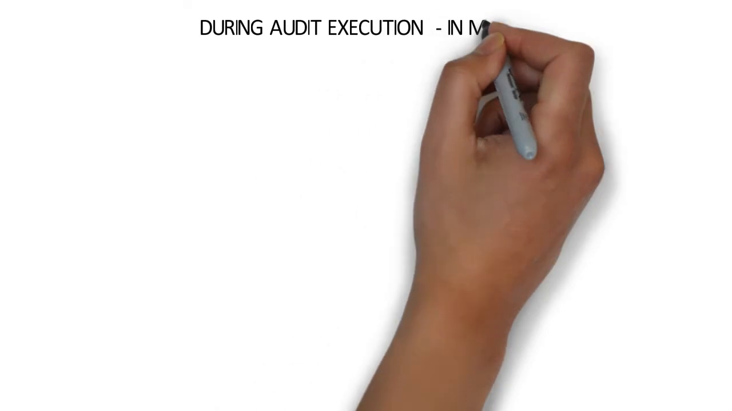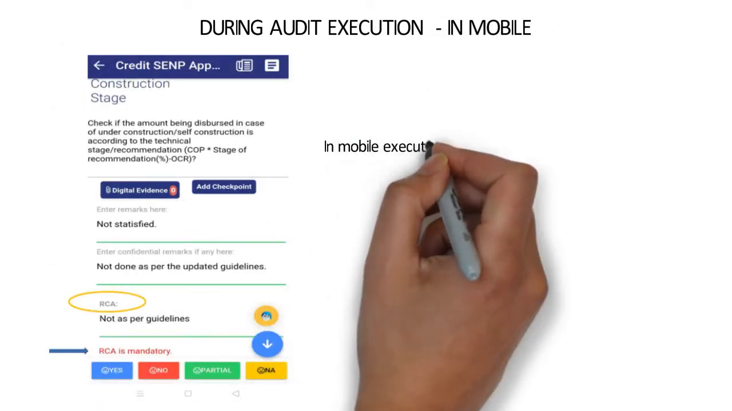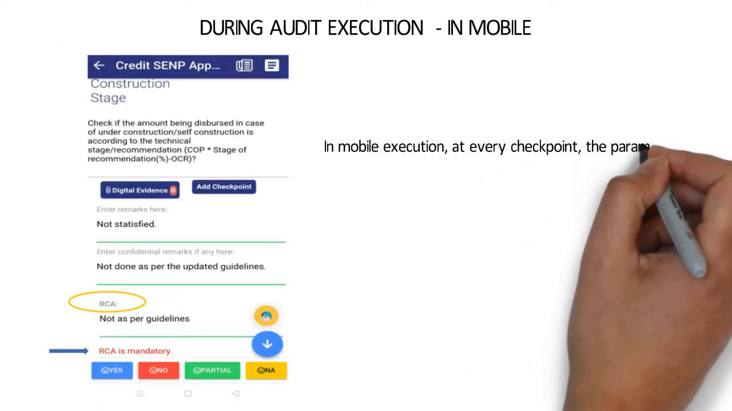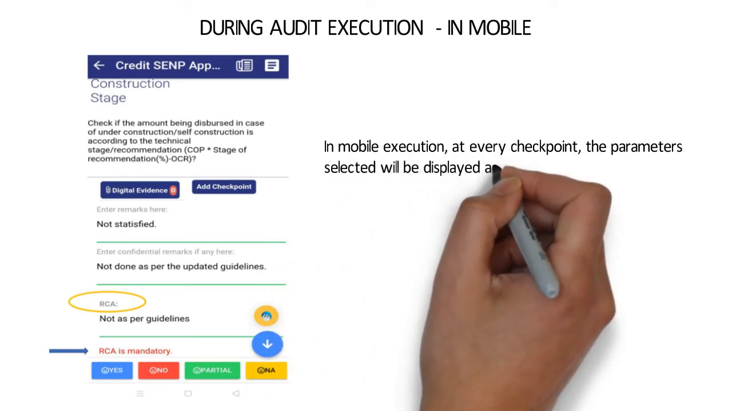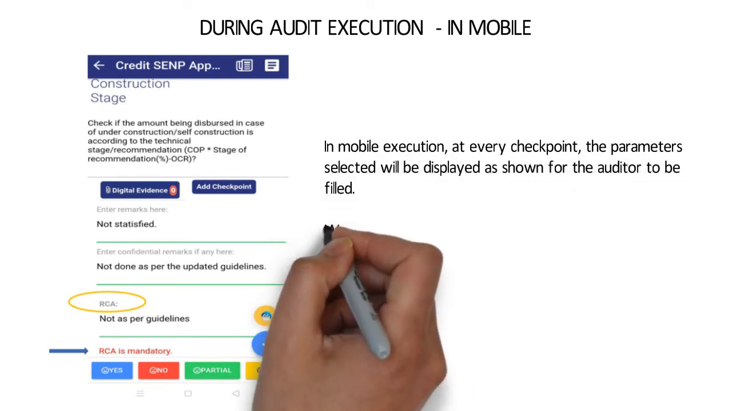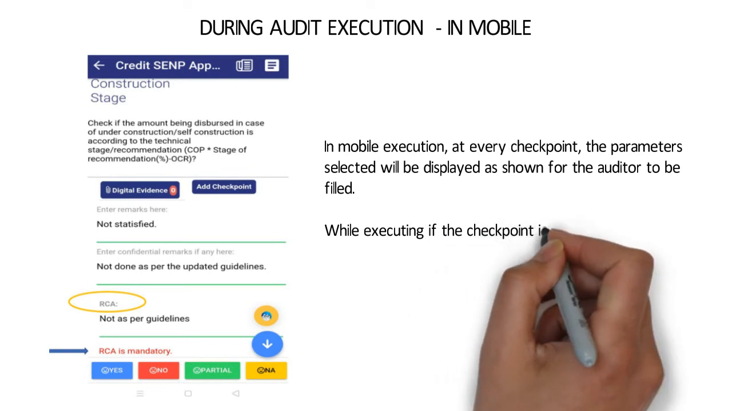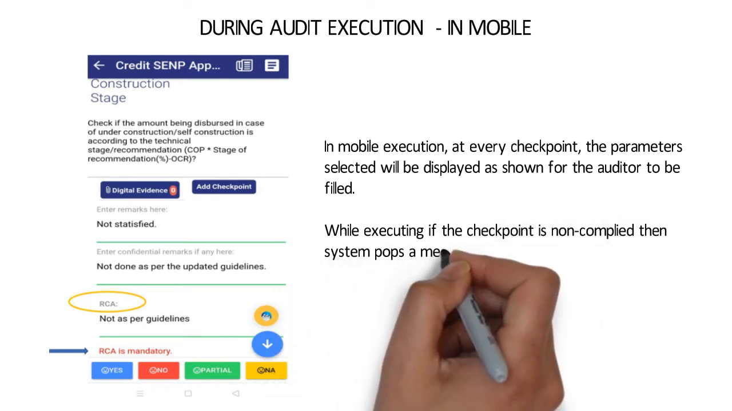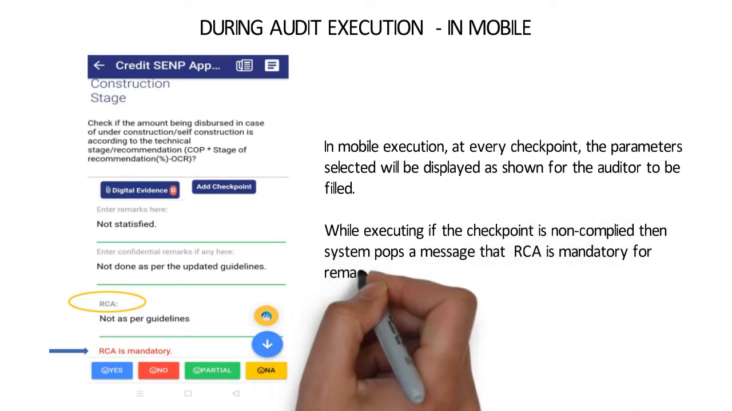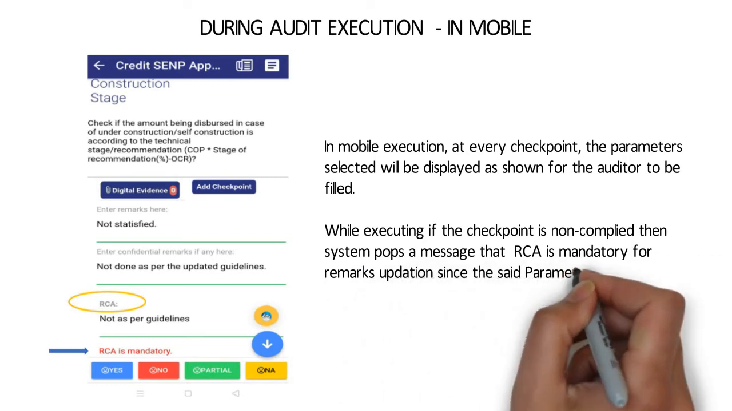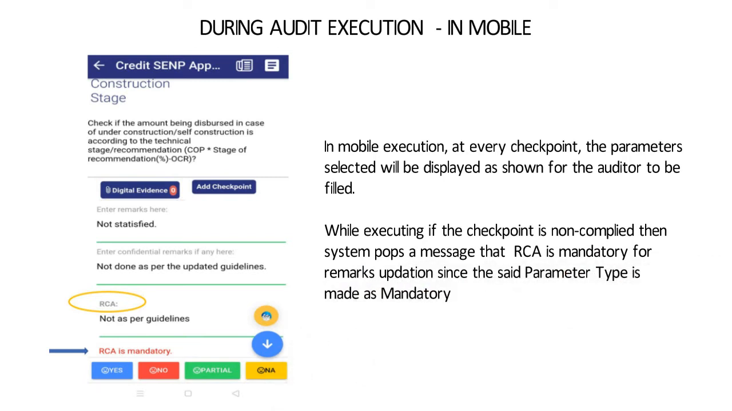In mobile execution, at every checkpoint, the parameters selected will be displayed as shown for the auditor to fill. While executing, if the checkpoint is non-complied, then the system pops up a message that RCA is mandatory for remarks updation, since the said parameter type is made mandatory.